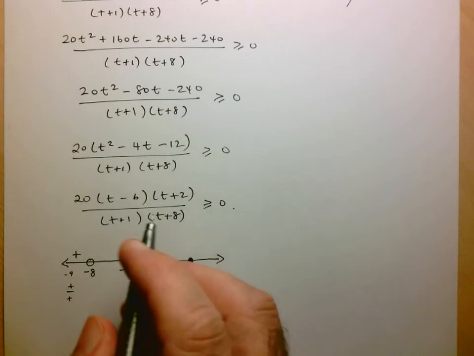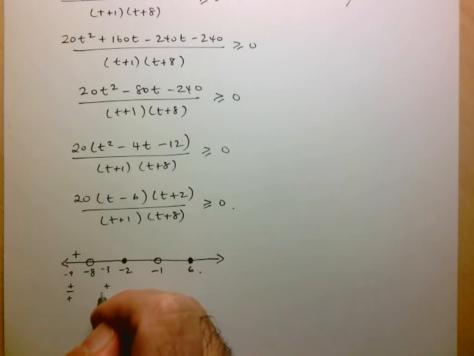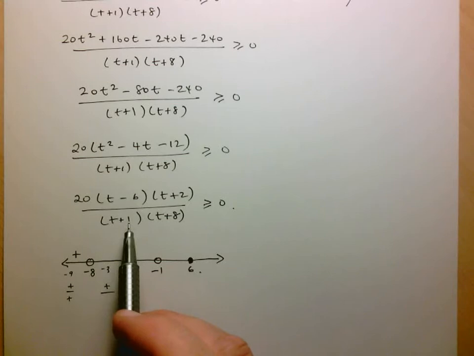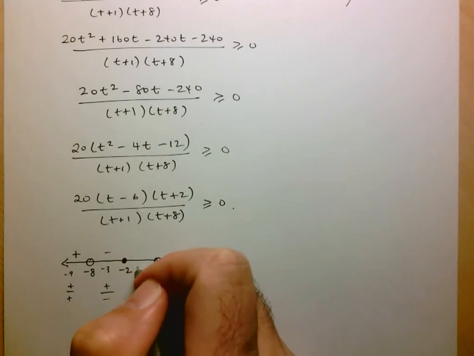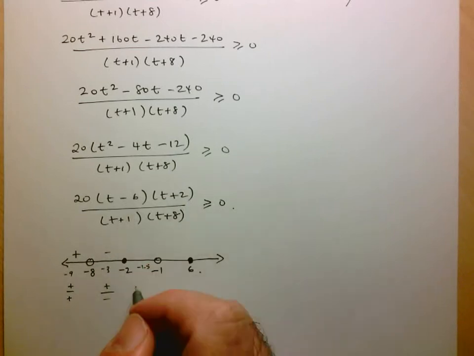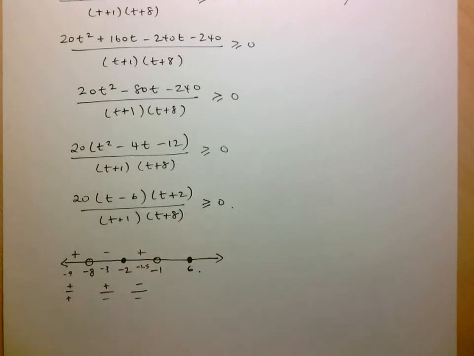So here, let's say we pick negative 3. We've got negative and negative, so again, positive in the numerator. But here, negative 3 plus 1 is negative, but negative 3 plus 8 is positive. So negative times positive is negative, so negative in that interval. Here, let's take negative 1.5. Here, negative positive, so negative in the numerator, and here we have, again, negative positive, so negative in the denominator, so positive there.